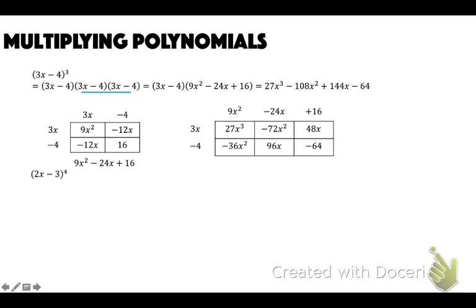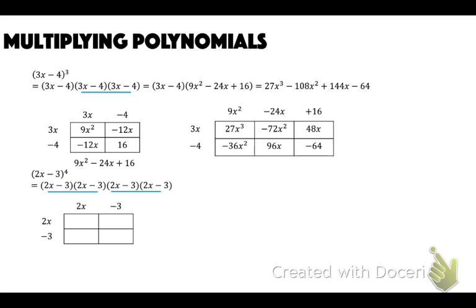So let's try this one. This is to the 4th. So that 4 there means that we have 4 parentheses that look just like that. So we have 2x minus 3, 4 times. Now, since I have these 2 that are the exact same, the 2x minus 3 times 2x minus 3, and I have another one of that, let's just multiply 2x minus 3 by itself once. We end up getting 4x squared, negative 6x, and 9. So it's going to be 4x squared minus 12x plus 9.